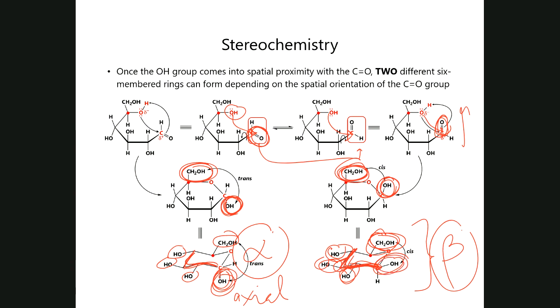And this only happens in the ring structure. In the open chain structure, there's no such concept, because it has to do with the way in which the hydroxy closes the ring and how this aldehyde is oriented relative to that. So we're going to see this in the next chapter in more detail, but I just want you to start to observe these structural differences between sugars, okay?